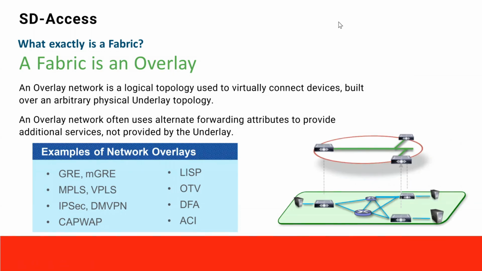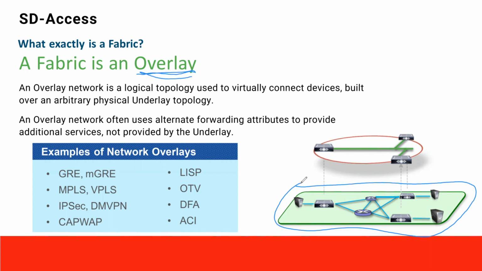So what exactly is a fabric? Fabric is nothing but an overlay. Stress on this word. Now, what is an overlay? It's a logical topology, not the physical one. It's the logical built on top of the physical. If you look at the diagram, this is called the underlay, which means the physical connectivity part and the end-to-end reachability part is taken care of by the underlay.